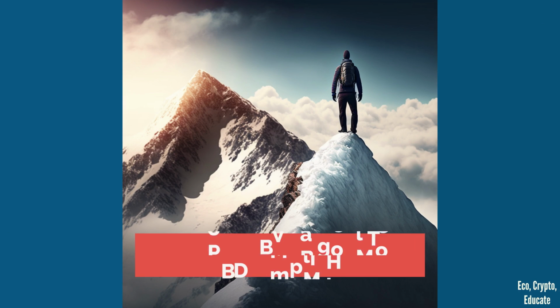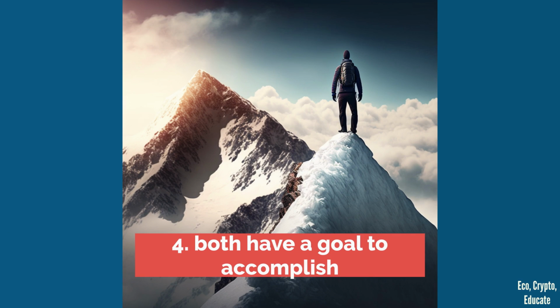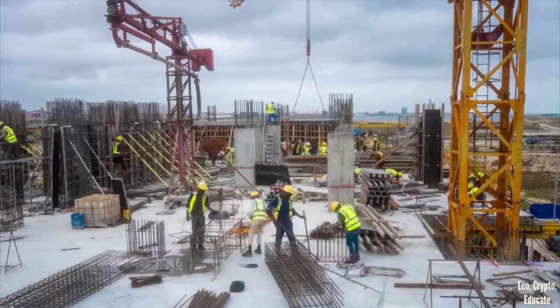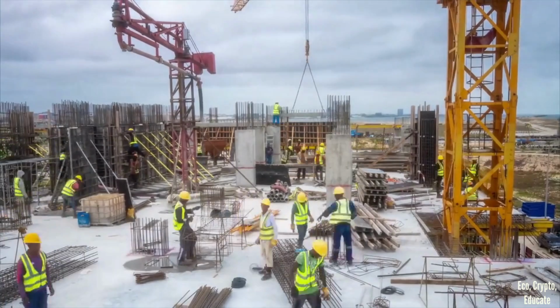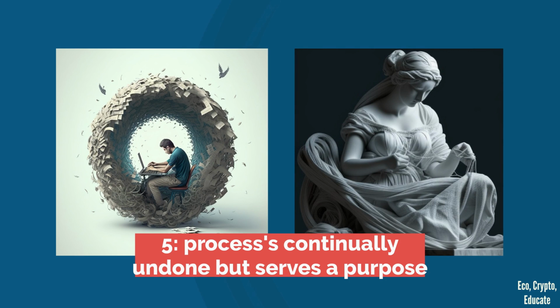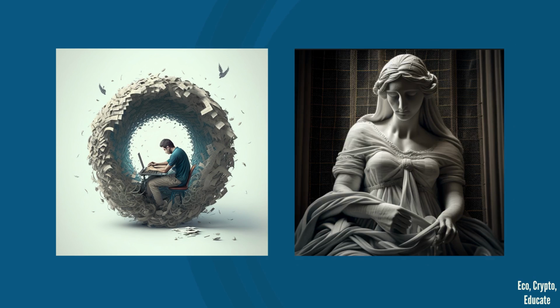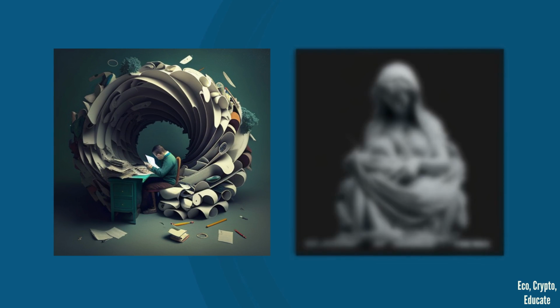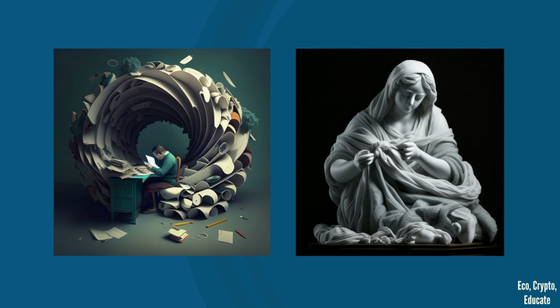4. Both have a goal to accomplish. Penelope had the goal of delaying her remarriage, and proof-of-work systems have the goal of securing the network and preventing certain types of attacks. 5. In both cases, the process is continually undone but serves the purpose of deterring others from taking advantage of the absence of the main protagonist in the story, Penelope, or the network. It also serves to validate the authenticity of the work done, Penelope's faithfulness to her husband, or the validity of the transactions in the blockchain.